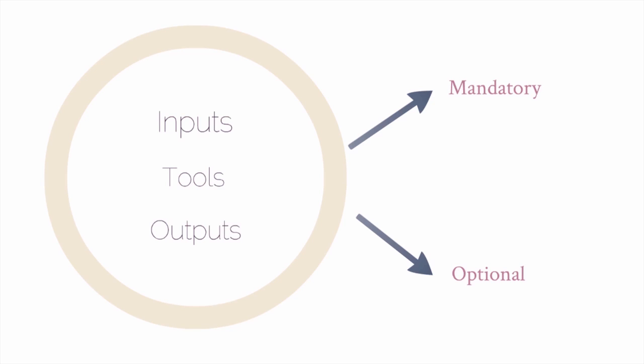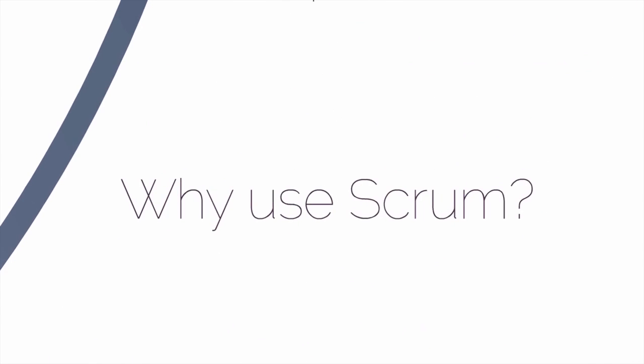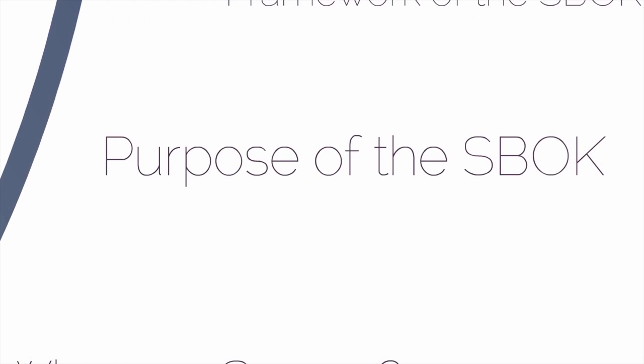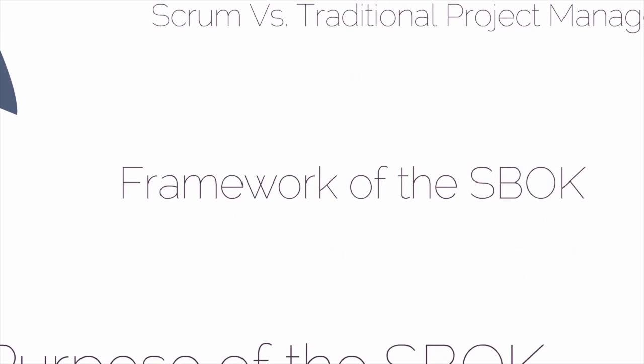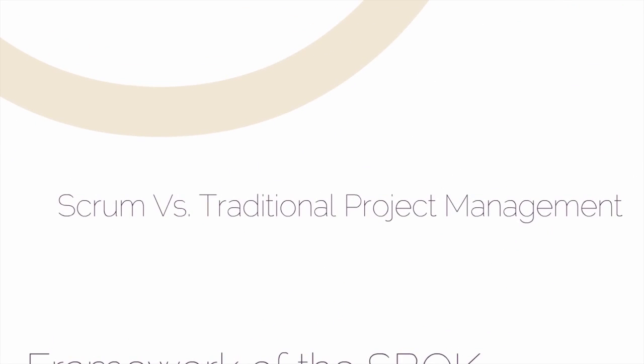The sections covered in this chapter are 1.1 Overview of Scrum, 1.2 Why Use Scrum, 1.3 Purpose of A Guide to the SBOK, 1.4 Framework of A Guide to the SBOK, and 1.5 Scrum versus Traditional Project Management.